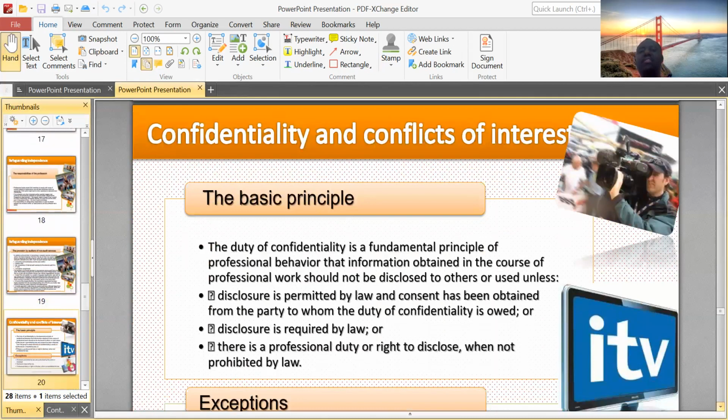Let's look at confidentiality and conflicts of interest. We've talked about confidentiality as part of the fundamental principles. So let's delve into it a little bit. The duty of confidentiality is a fundamental principle of professional behavior that information obtained in the course of the audit or professional work done should not be disclosed to others. The auditor has a duty of confidentiality not to disclose audit information or information obtained during the course of the audit to others unless this is required by law, unless there's a professional duty to disclose.